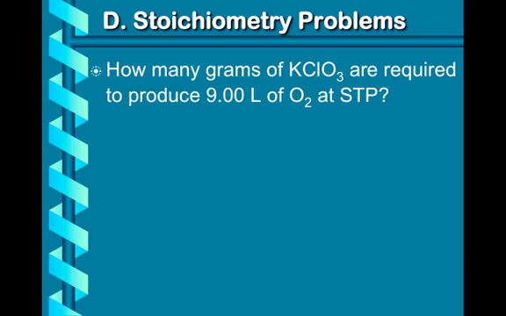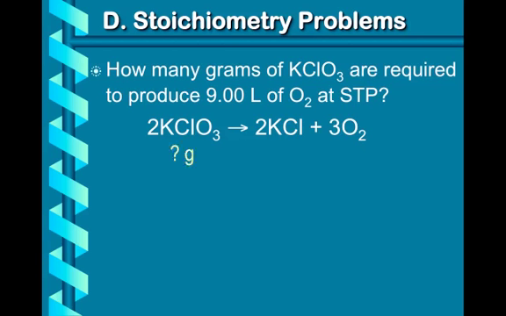The last stoichiometry example deals with a gas. We've talked about solids, we've talked about liquids, now let's talk about gases. It says how many grams of potassium chlorate are required to produce 9 liters of oxygen at STP. First thing we need to do is get a balanced chemical equation. Again, that's from a previous problem. Now we need to identify our known and unknown. Well, we're looking for grams of potassium chlorate, and we have 9 liters of oxygen gas.